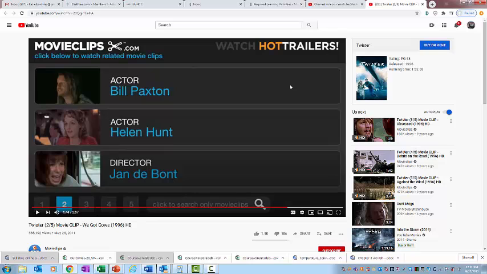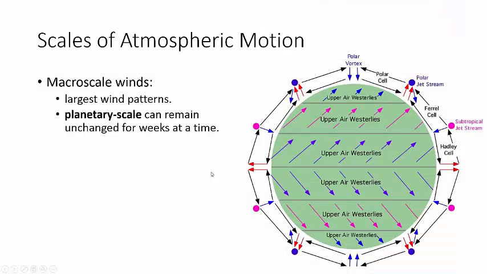That was an old movie, but that was a good movie. Okay, macroscale winds. These are large wind patterns, bigger than 100 kilometers across. Mesoscale is less than 100. Macroscale is bigger than 100.